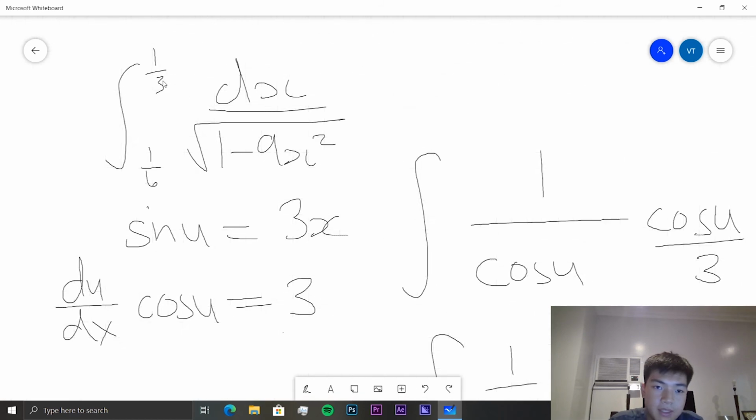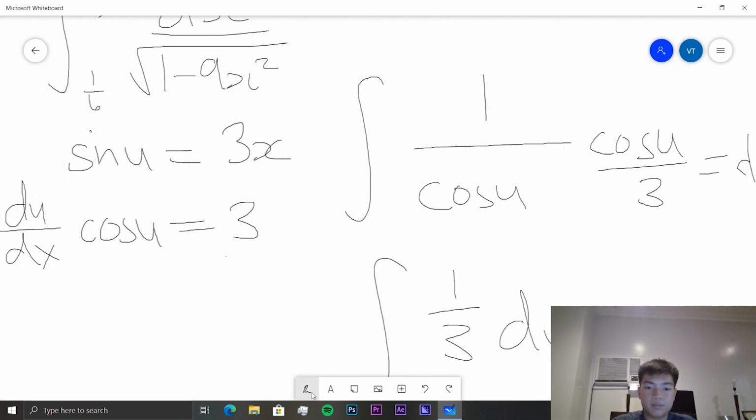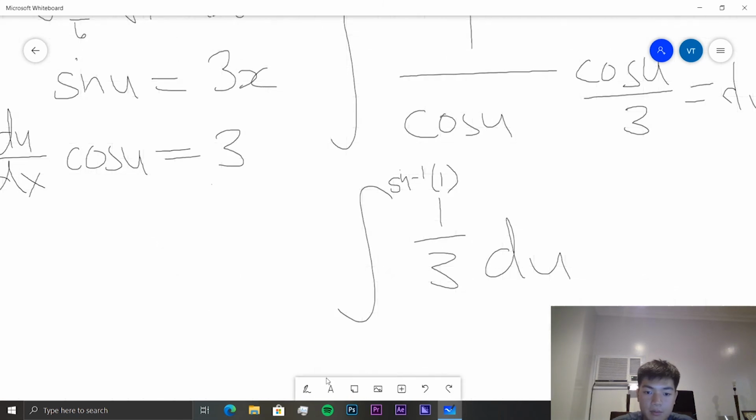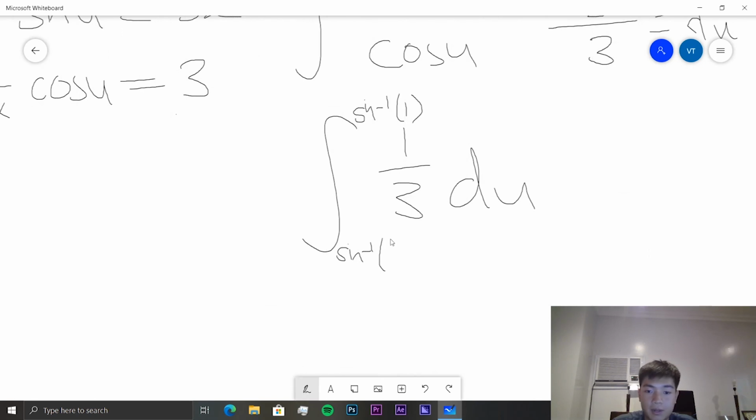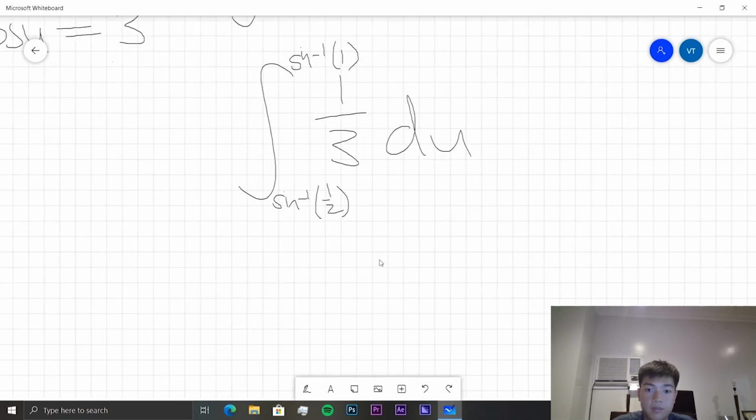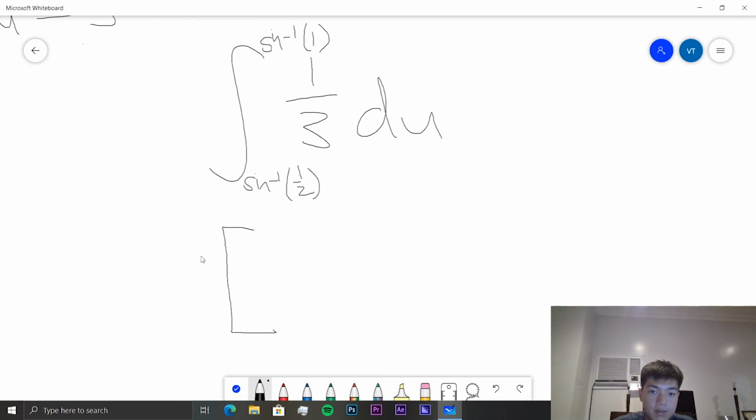So next we got to convert the limits. So sine u is going to be sine to the negative 1 of 1. And this one will be sine to the negative 1 of 3 times 1/6, which is 1/2. So we have sine to the negative 1 of 1/2. So sine to the negative 1 of 1 is pi over 2. And sine to the negative 1 of 1/2 is pi over 6. So why are they asking, oh, okay, because it's in terms of pi.